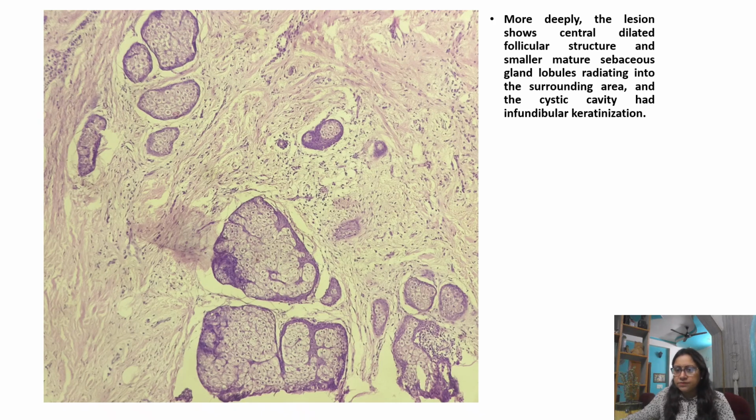So this is the hyper image I was talking about, the deeply seated lesions. Here also what you are seeing is mature sebaceous glands, sebaceous units here, here also you have units. So all these are mature sebaceous glands which are scattered in the deeper dermis also.